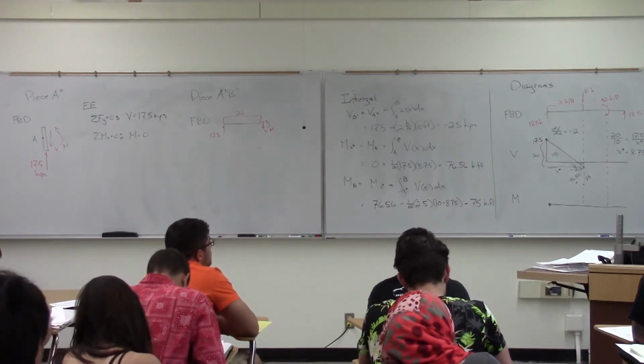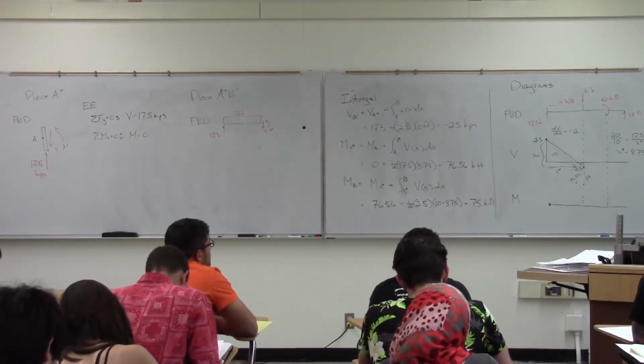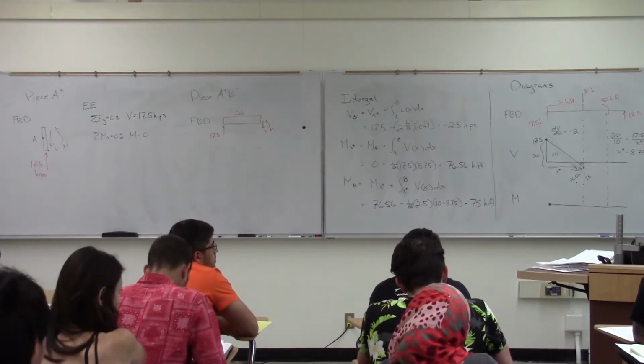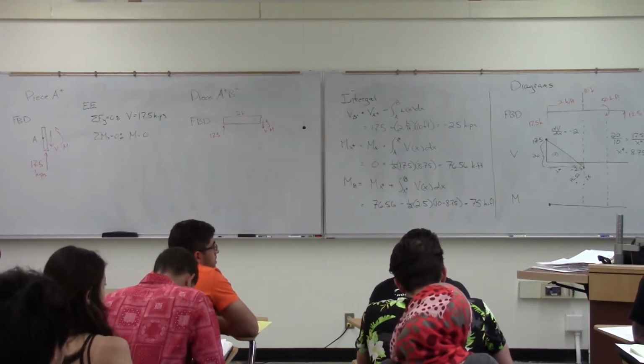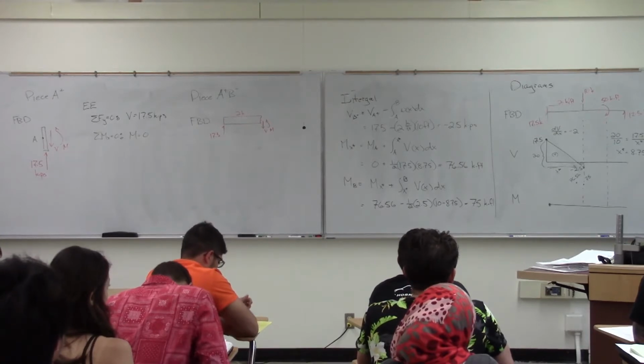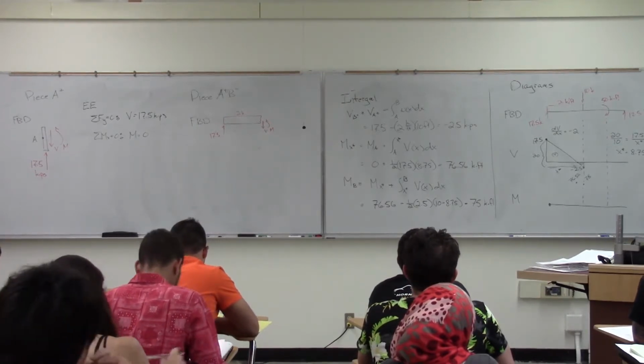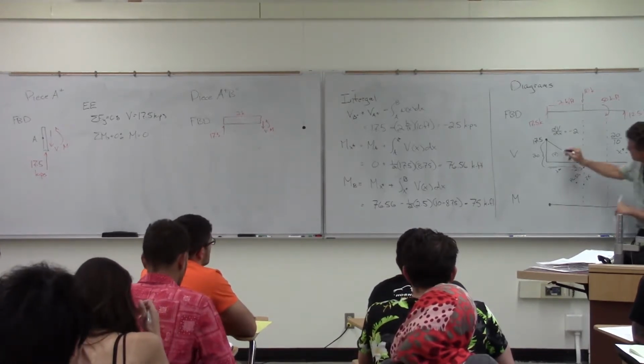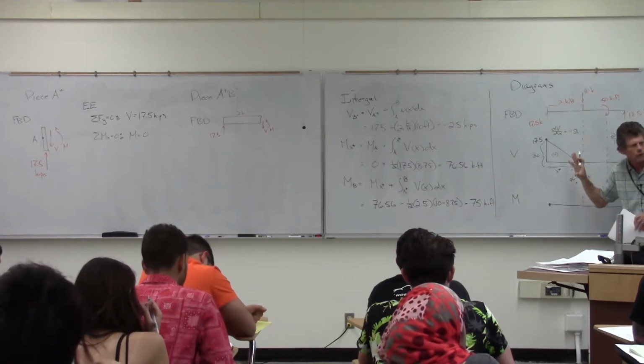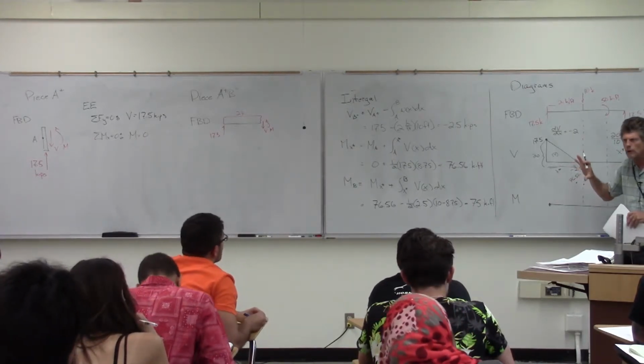Now, what goes on in between? Is it linear? Parabolic. Parabolic. Curve up or curve down? Concave down. Another way to think about it is again, the slope of the moment curve is going to be equal to the shear.